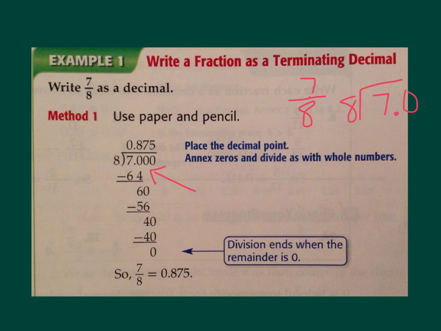But you can see once we divide this out that we eventually get to a point where we're left with 0. There's nothing more to bring down, and we have the decimal 0.875, or 875 thousandths, would be the decimal for 7/8.